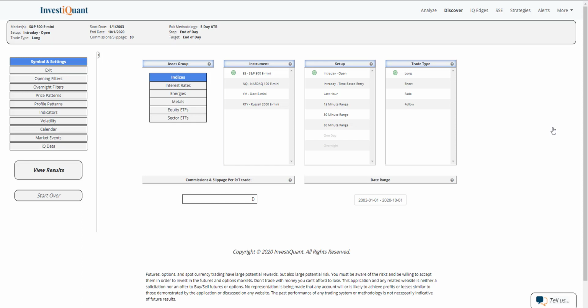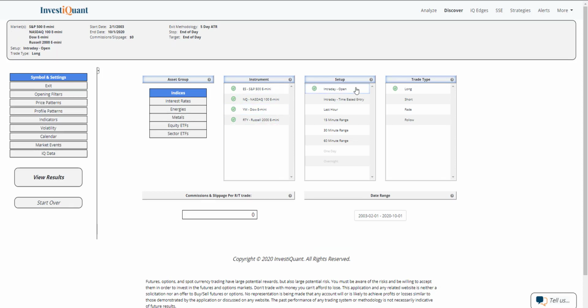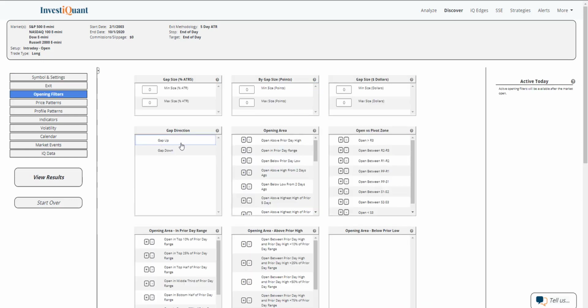So let's go ahead and set this up in Discover. I'm going to use all four instruments. Setup is going to be based upon getting long at the open, which is 9:30 a.m. Eastern Time, exiting at the close of regular trading hours, 4:15 p.m. Eastern Time. The opening filter I'm going to be using is gapping up.